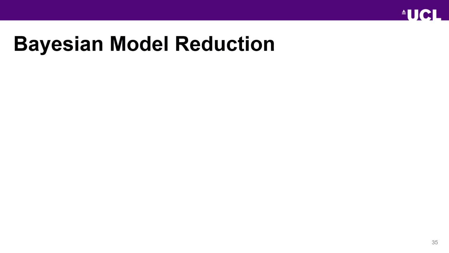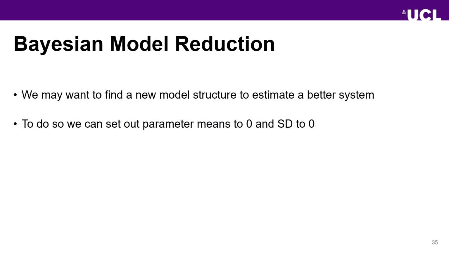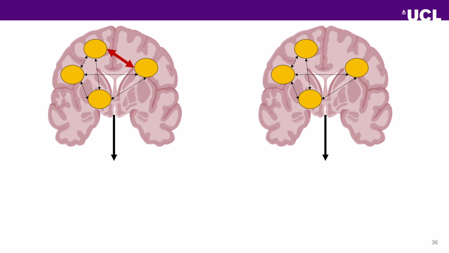So this is investigating the actual structural model we have, and we can do this if we want to estimate a better system. So if we go in with our full model, perhaps with more connections, we can go one by one and switch off each connection or multiple connections and then score the model. So we do this by fixing the parameter to 0 in the mean and standard deviation, so it has no effect on the model. We can fit the model without any of the connections.